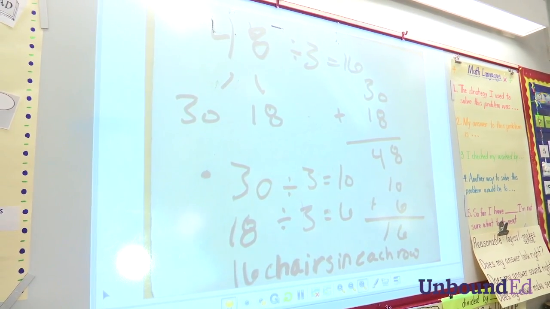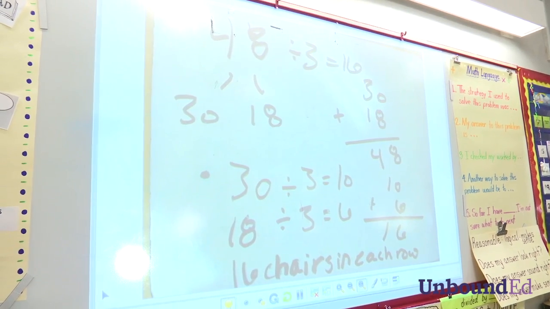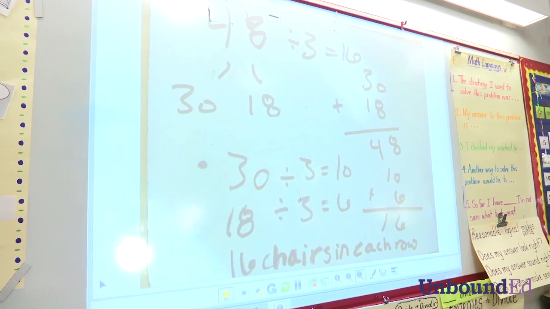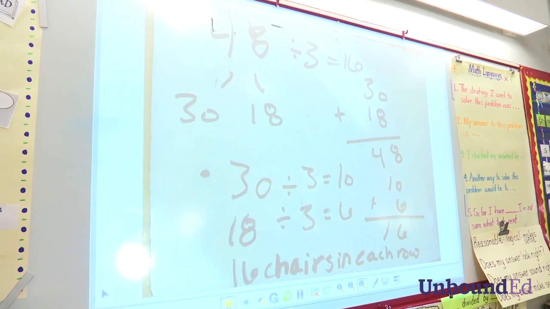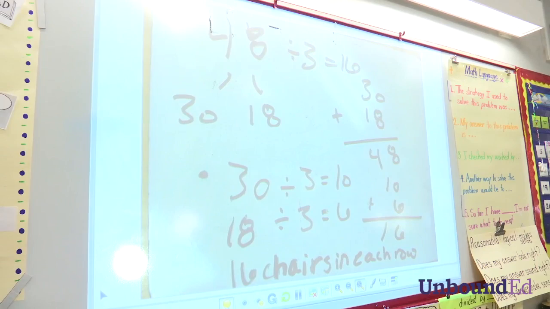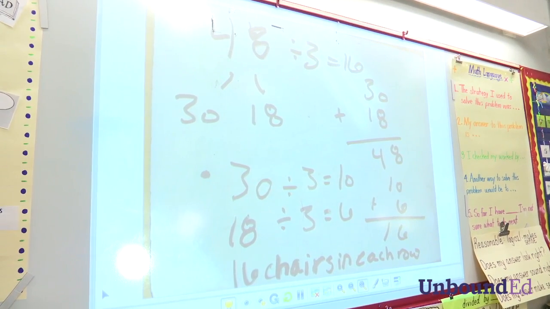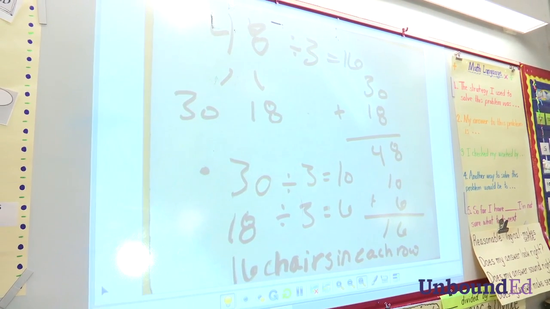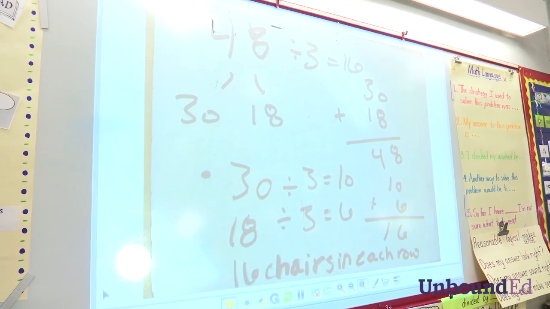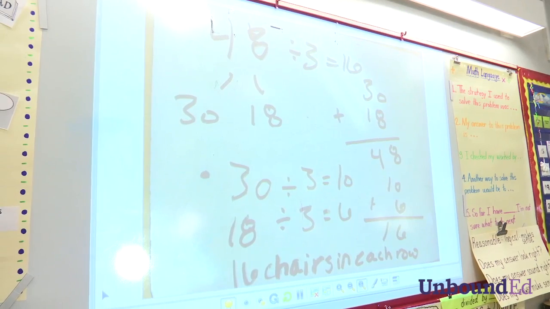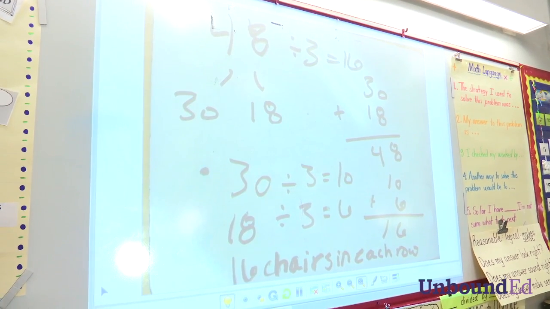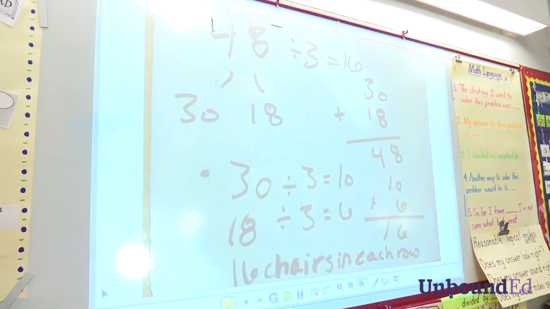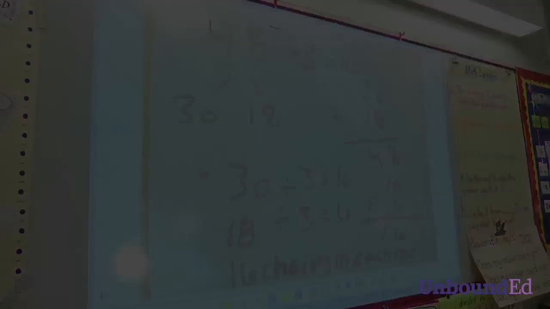The next thing that I did was I took the 30 from one of the numbers I decomposed 48 into, and the 3 from the equal rows of chairs, and it equaled 10. I did the same with the 18 divided by 3, and it equaled 6. I'm going to add them together because it's still one number, but just decomposed into 2 smaller numbers. So I add them together, and I find my answer. There are 16 chairs in each row.